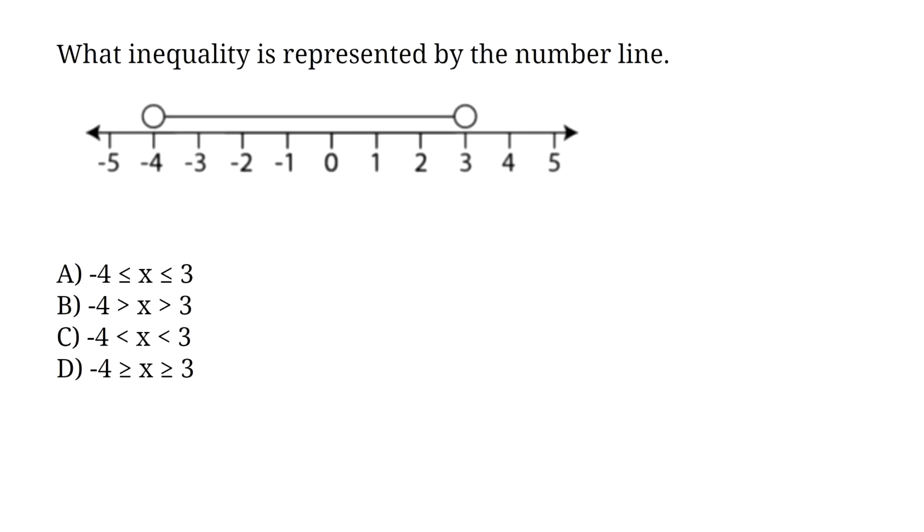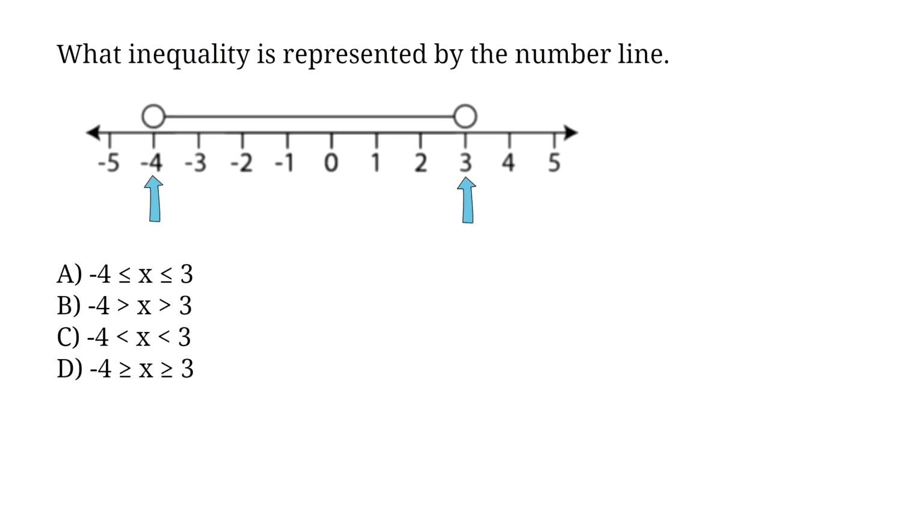There are three things we are looking at here. The first is the endpoints. Here, we have -4 and 3. We can see that all the answer choices have -4 and 3, so we cannot eliminate any of the choices.